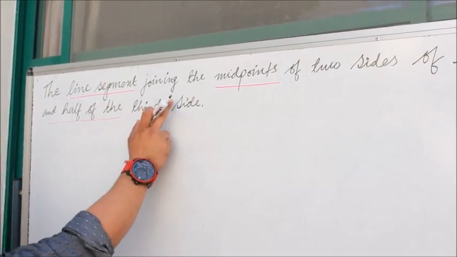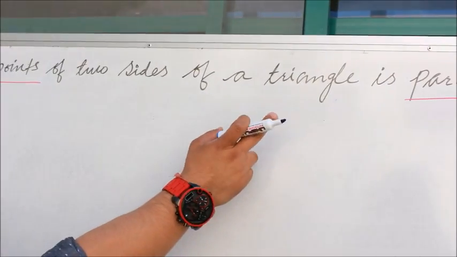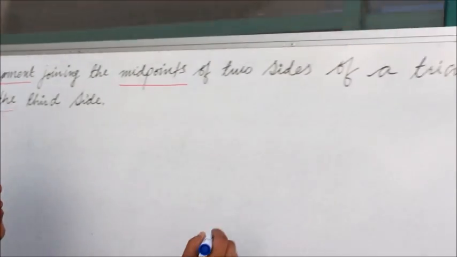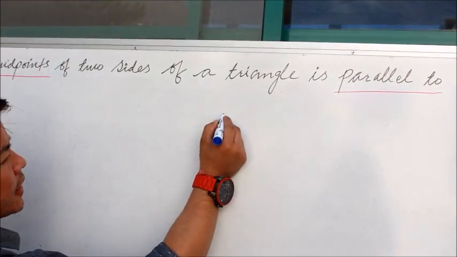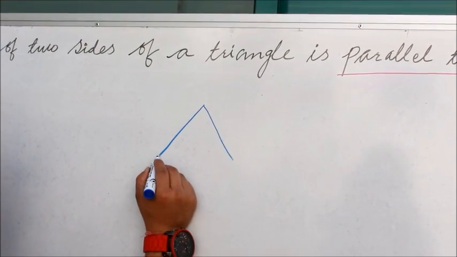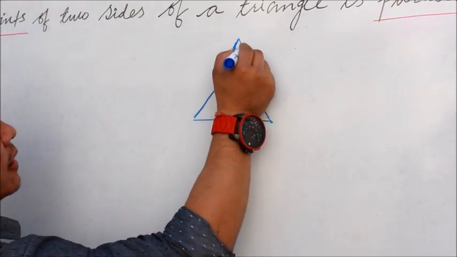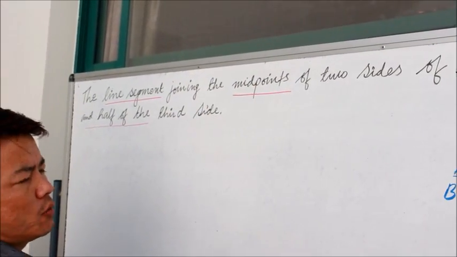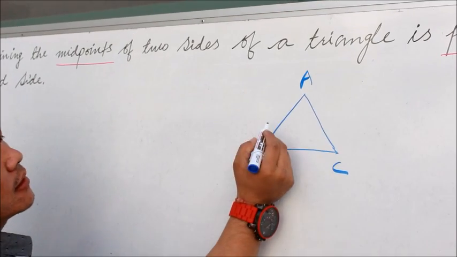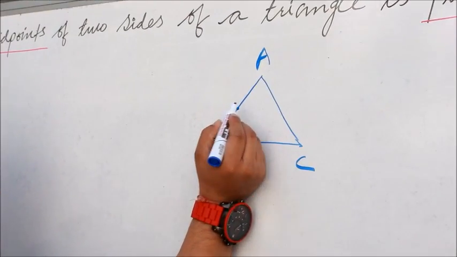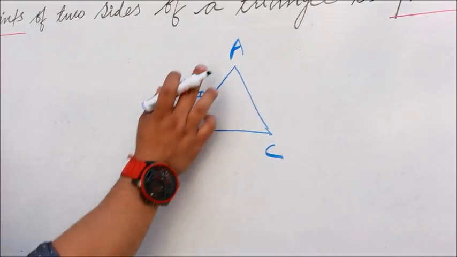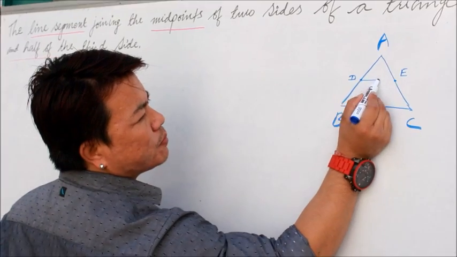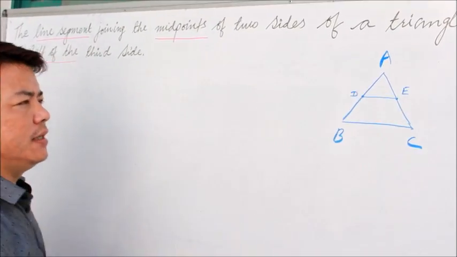The line segment joining the midpoints of two sides of a triangle is parallel to and half of the third side. So we need a triangle for this. Let's make a triangle and name it A, B, C, and midpoints of two sides of the triangle. So let's take the two sides as AB and AC. The midpoint of AB, let's make it point D, and the midpoint of AC, let's make it point E, and join these midpoints, you'll see a line segment DE.